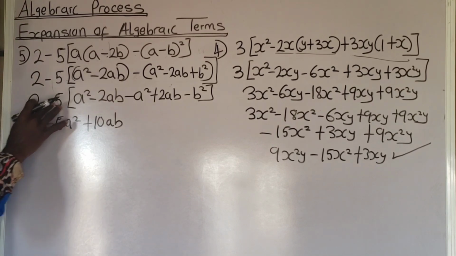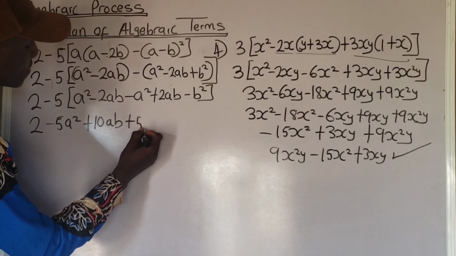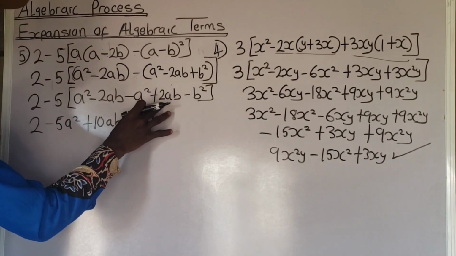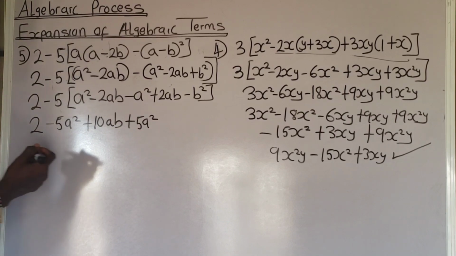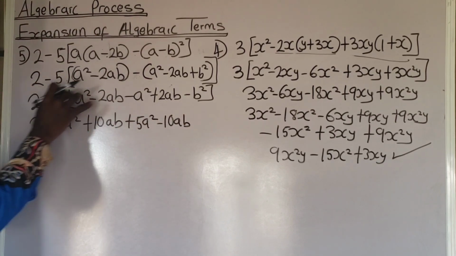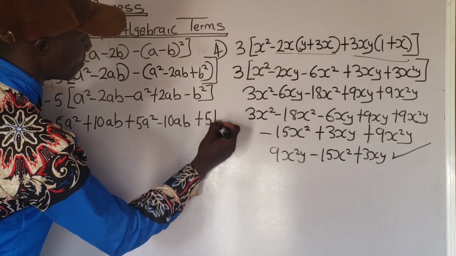Negative 5 multiplied by negative A squared. That will give us positive 5A squared. Negative 5 multiplied by positive 2AB. That will give us negative 10AB. Negative 5 multiplied by negative B squared. That will be what? Positive 5B squared.